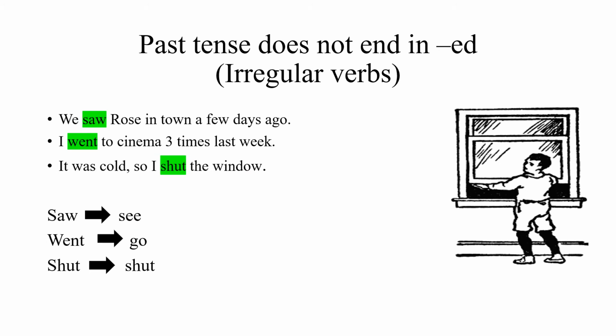While in case of past simple tense containing an irregular verb, the second form of verb is used that doesn't necessarily end in ed. For example, we saw Rose in town a few days ago. I went to the cinema 3 times last week. It was cold, so I shut the window. These irregular verbs like saw, went, shut are the second forms of see, go, and shut, so they do not end in ed form.